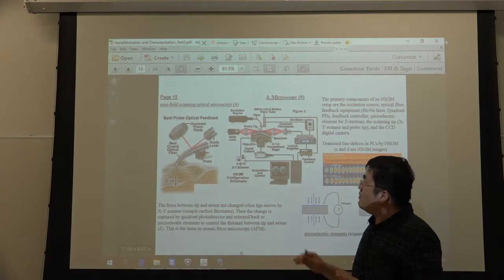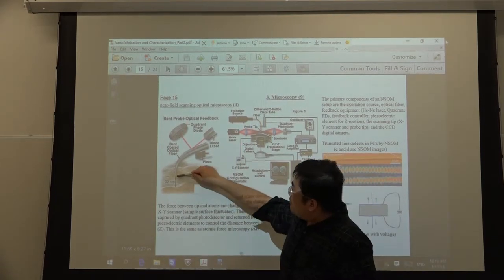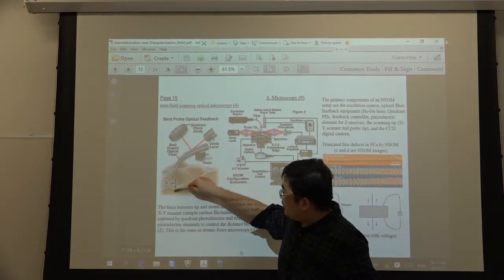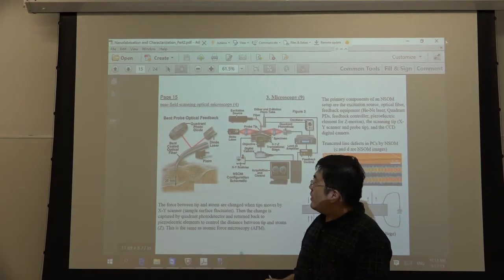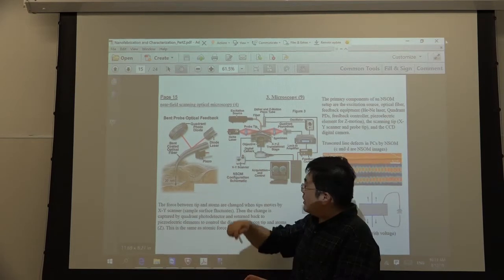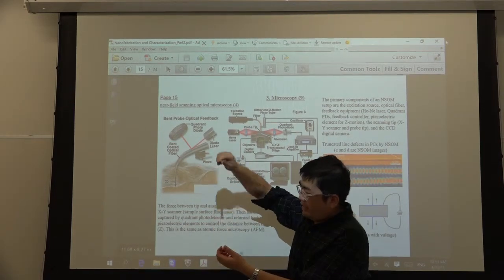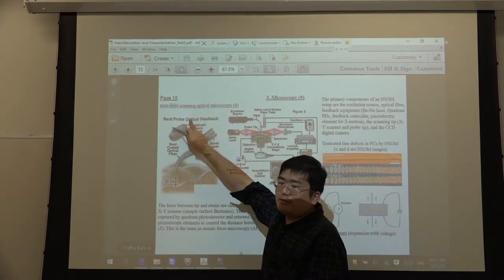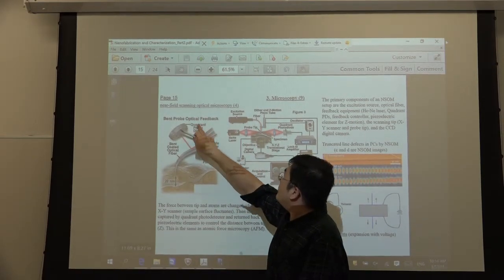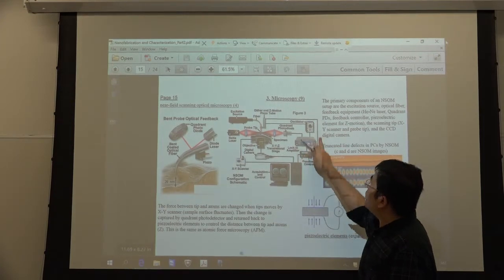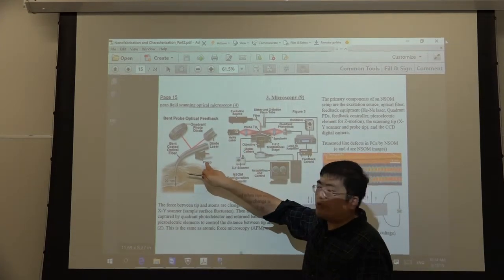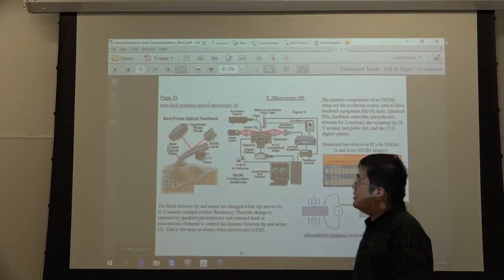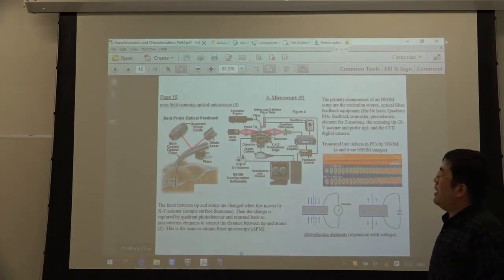So let me say again, it's very important. Because there is a force between the tip and the atom, called van der Waals force, this force causes the tip to oscillate. This oscillation is sensed by the photodiode. Then according to this feedback control, the piezoelectric is controlled to tune its height. This is the basic feedback mechanism.